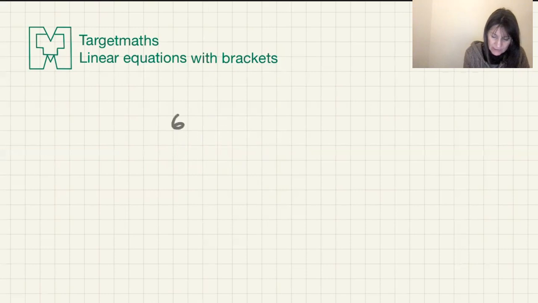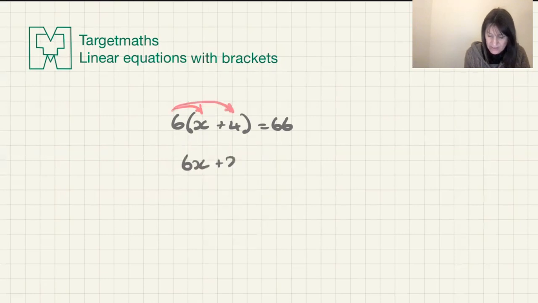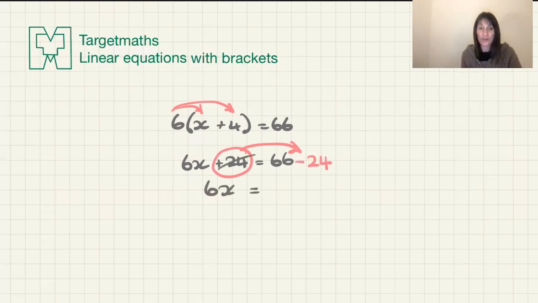Okay, so I've got 6 times the bracket x plus 4 equaling 66. First step, expand. 6 lots of x is 6x. 6 lots of 4 is 24. So I've got 6x plus 24 equaling 66. Got to get x on its own. If I want to know what it equals, I've got to get it on its own. 6x plus 24. Plus 24 was the last thing I said. So across it goes. It lands as minus 24. Leaving me 6x on that side because the 24 has gone across.